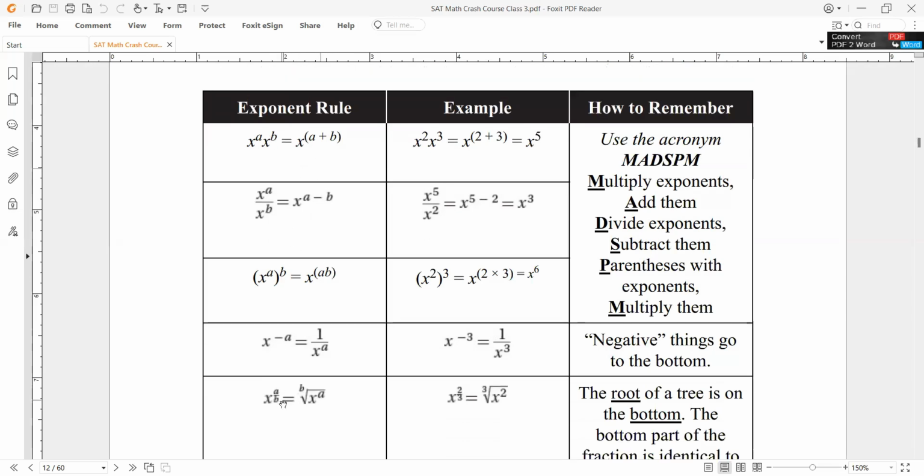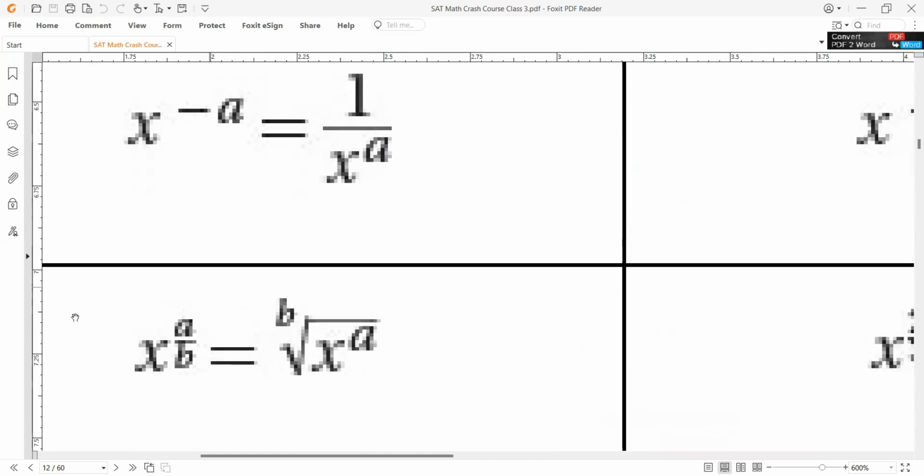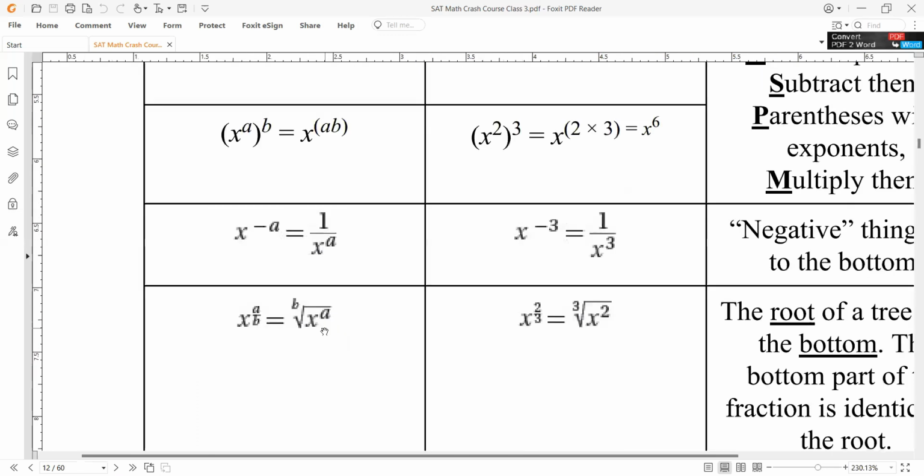You just need to remember that x to the power a divided by b is basically nothing but the bth root of x to the power a. Do you know this rule? It's a nice rule actually. Do you know this? Not really, a little bit. Basically, x to the power a divided by b.